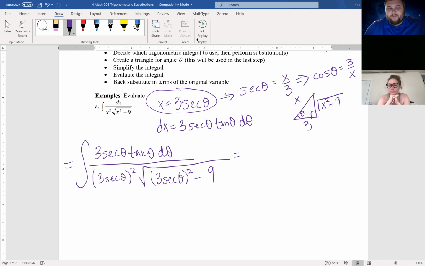Now, why in the world did I do that? Well, at the end of the problem, I'm going to have theta. But at the beginning, I had x. So I need a relationship to get back to x.